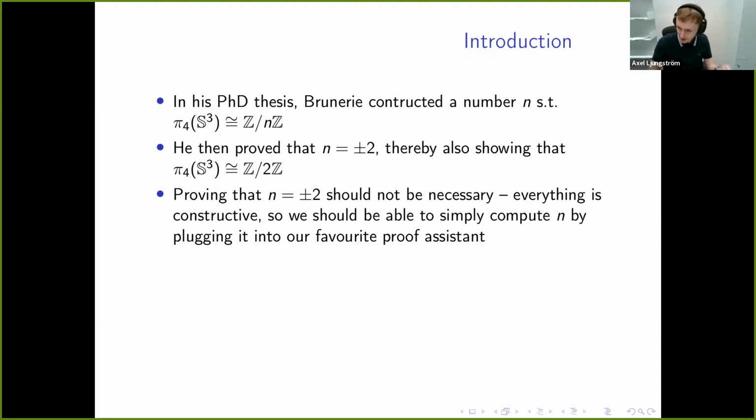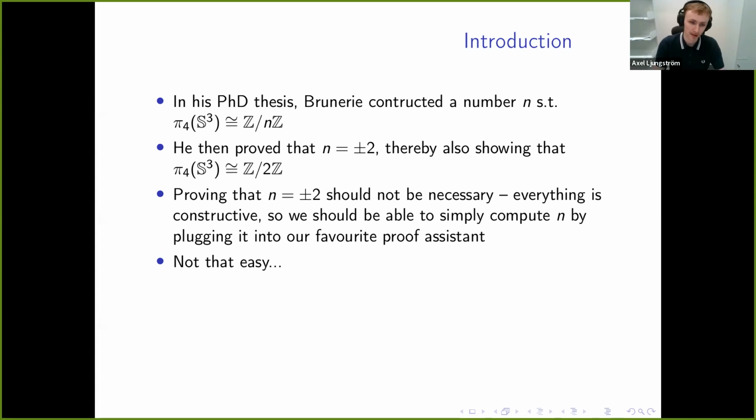Proving that n is equal to plus or minus 2 shouldn't be necessary. We're good constructivists. We have a constructive proof, a constructive definition. So we should be able to just put this n into our proof assistant, hit enter, and see what it spits out. This is, of course, the famous or infamous problem of computing the Brunerie number. But this is not that easy.